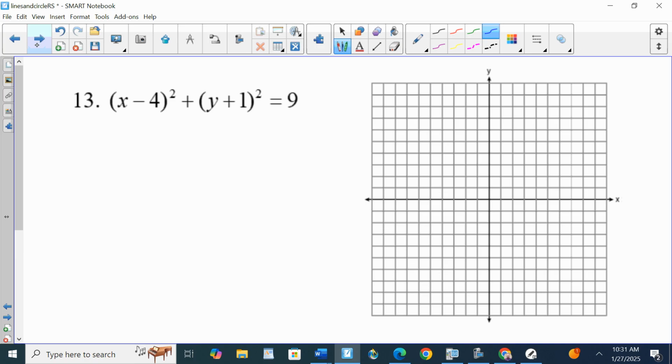So you'll have one of those in your test. You'll have to graph a circle. So I need to state the center. The center, I negate what's in the parentheses. So the x-coordinate's positive 4, the y-coordinate's negative 1.